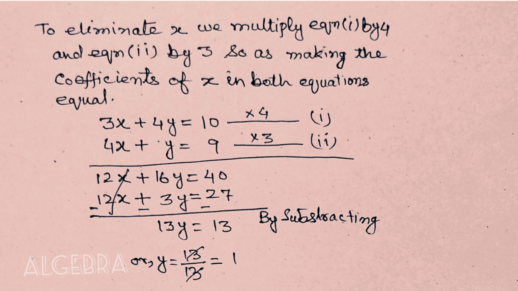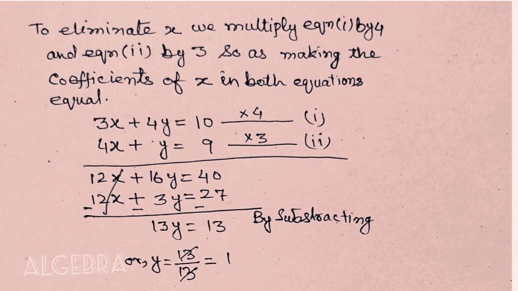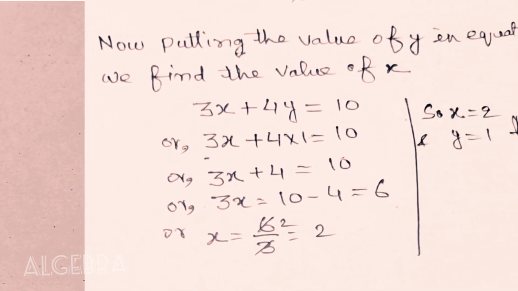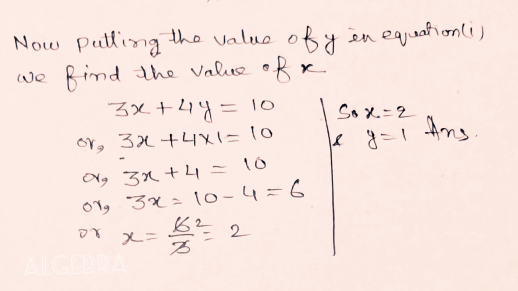By subtracting, 12x and 12x cancel, and 13y = 13, or y = 13/13 = 1. Now putting the value of y in equation 1, we find the value of x. 3x + 4y = 10, or 3x + 4 × 1 = 10, or 3x + 4 = 10, or 3x = 10 − 4 = 6, or x = 6/3.